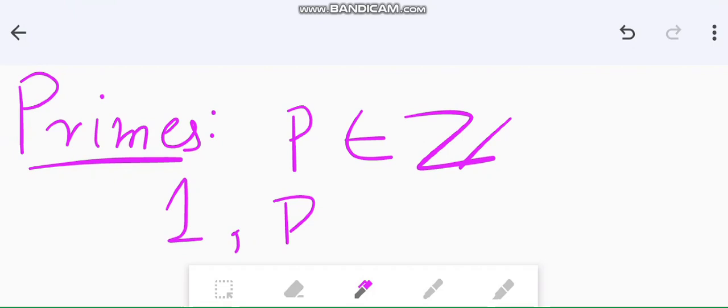But suppose, what about -1 and -p? So -1 is also a factor of p, right? So -1 we should also consider. So the definition would be clearer if we take the only divisors to be plus minus 1 and plus minus p. Okay, moving on.